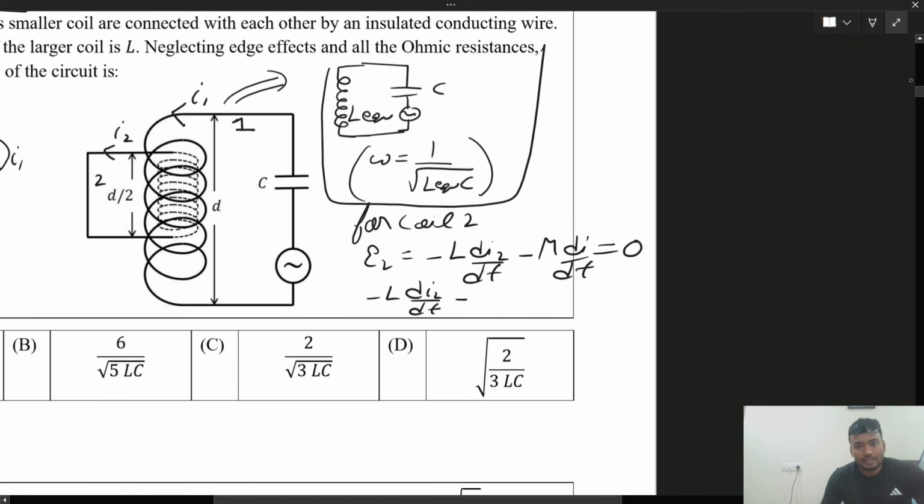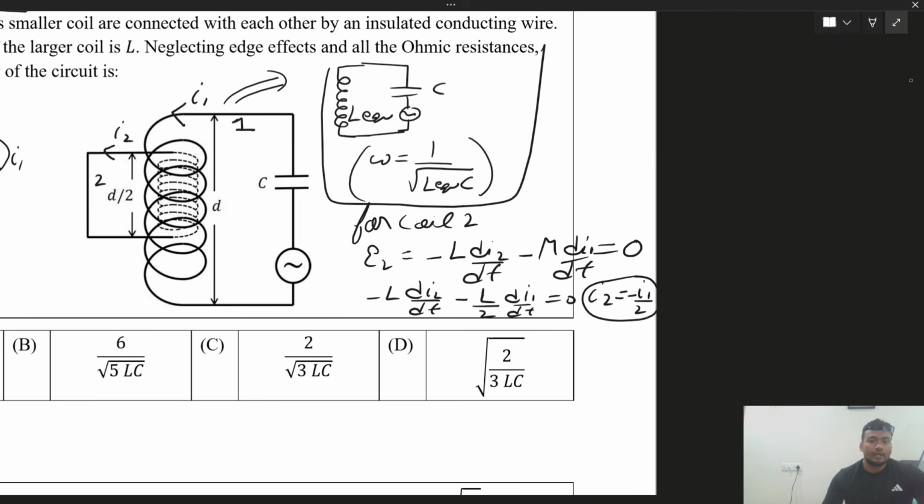So from that case, you can write it as minus L dI2 by dt, and in place of M, beta, L by 2. This was dI1, beta, this is I1 here because it is coming from the first coil. So minus L by 2 dI1 by dt, you put it equal to 0. So from here you can easily compare that I2 is negative of I1 by 2. Very important result. I2 is negative I1 by 2.